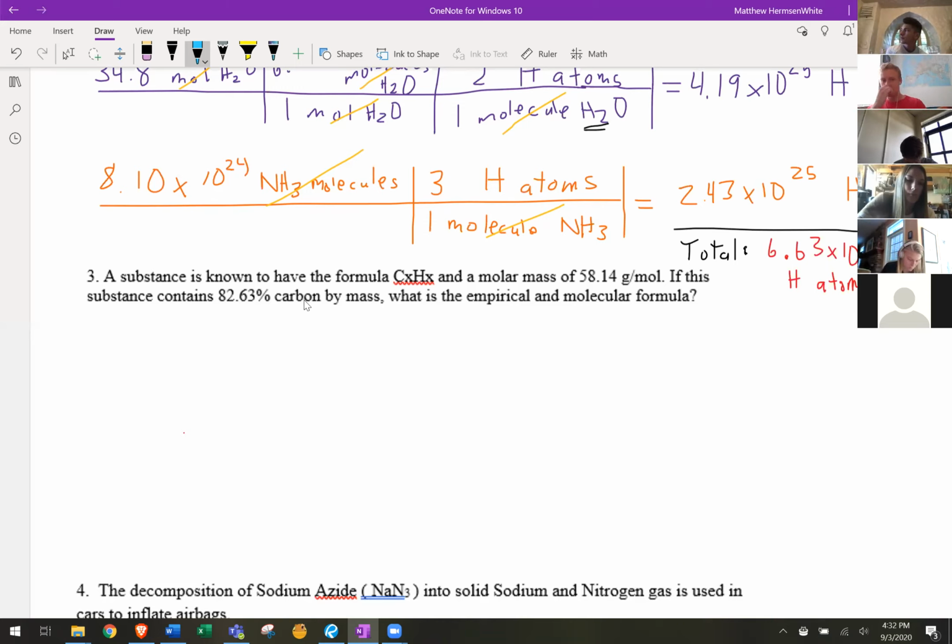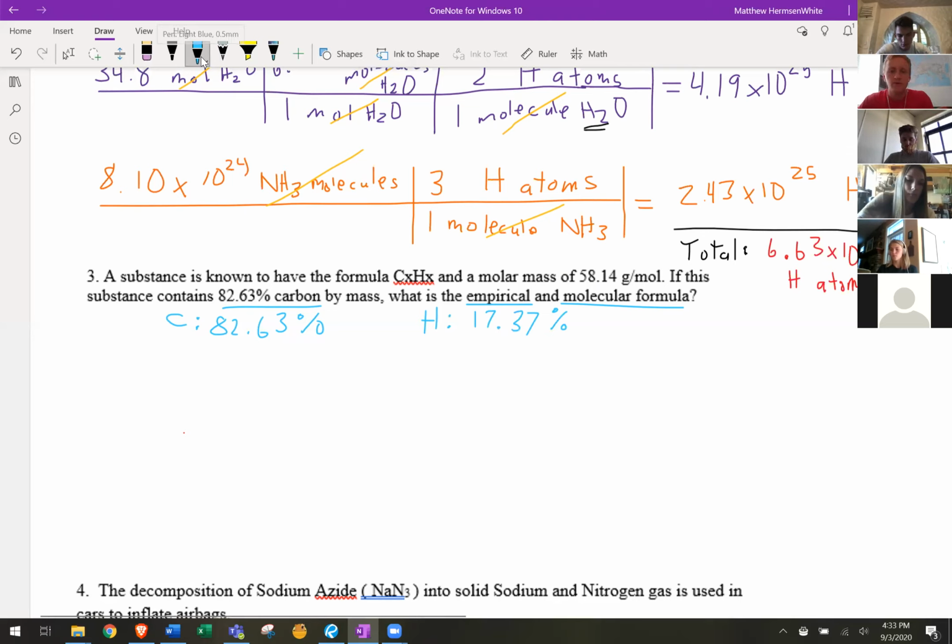So this is a classic problem for Chem 177. It's finding the empirical and molecular formulas. So let's decipher the information here. It says there's 82.63% carbon by mass. So if carbon is 82.63%, what percent does the hydrogen have to be? How would we figure that out? You put it out of 100. Yep, right on, Dylan. So the total has to be 100%. So this would be the remainder, 17.37%. Just do 100 minus 82.